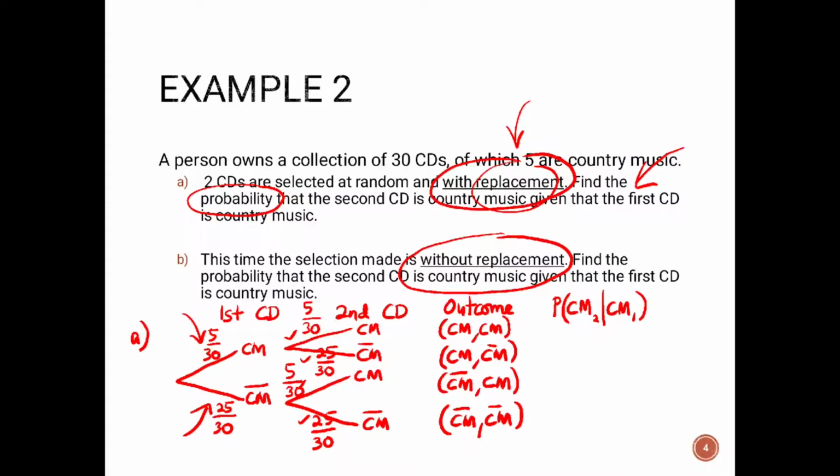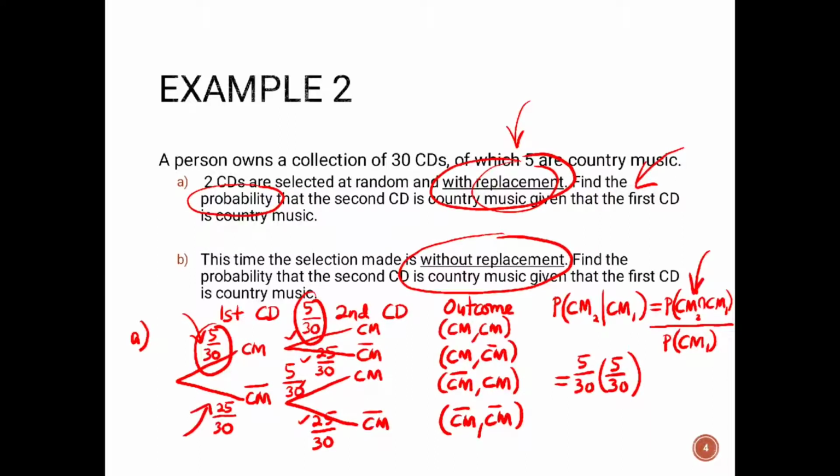since the formula is actually probability of the intersection over probability that the first CD is country music. Okay, and this is, okay, probability of CM2 intersect CM1 is this. Okay, 5/30 times 5/30. Okay, I'm done for the top part.